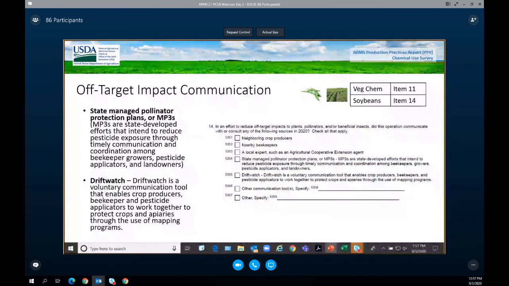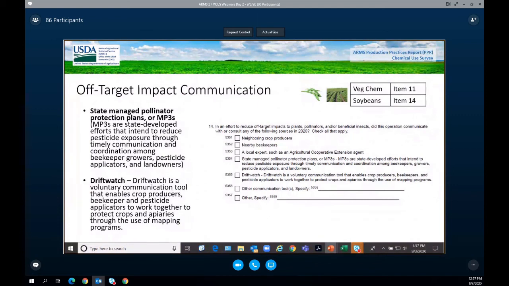So we want to know if they're talking to their neighboring crop producers, if they're talking to nearby beekeepers, maybe they're talking to their local extension agents. Then there are two specific things, state-managed pollinator protection plans. These have to do with some states setting up bee registries where a grower and a beekeeper can see where each other are, and a grower can check this before he makes a spray application and say, okay, it looks like hives have been placed within 500 meters of somewhere. I want to make an application later this week. That gives them an opportunity to reach out to the beekeeper, ask them to move them or cover them or just make them aware of what's going on.